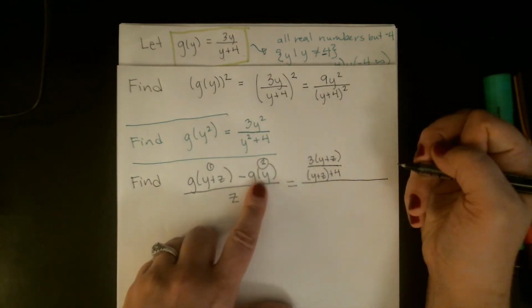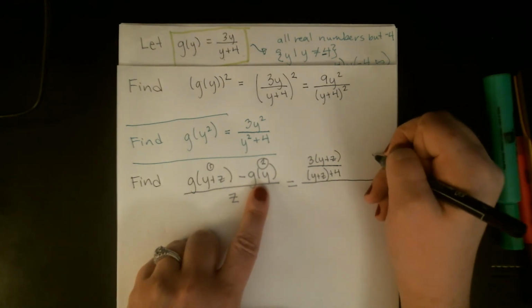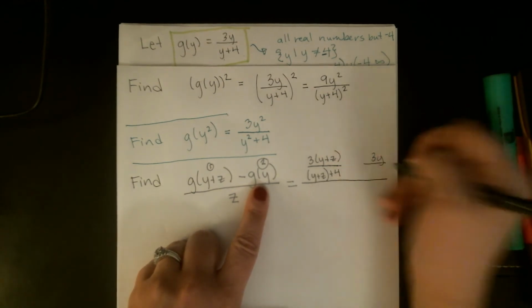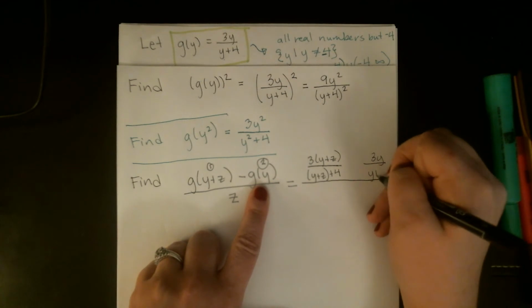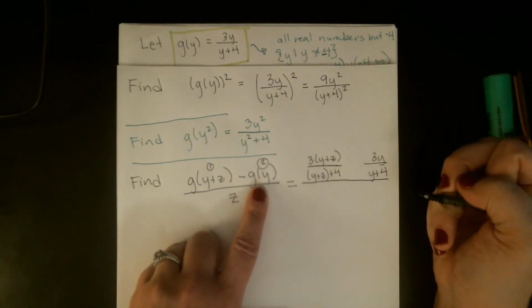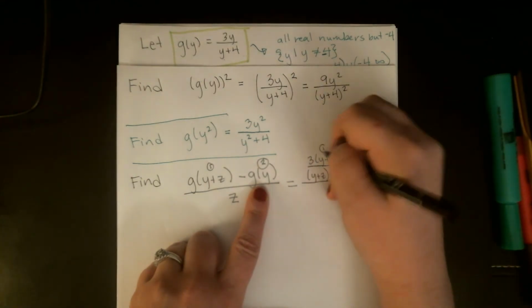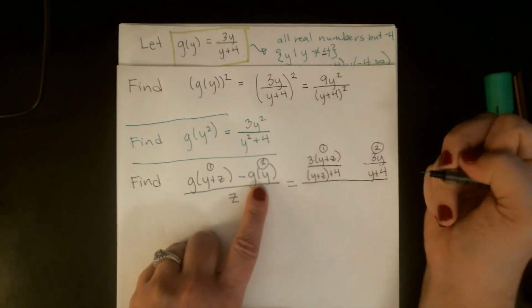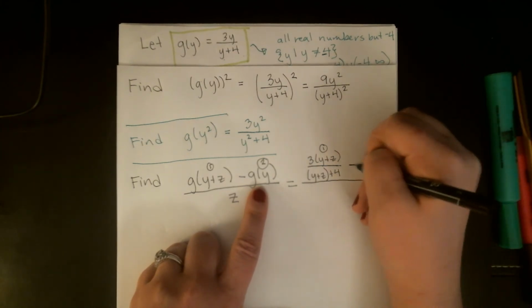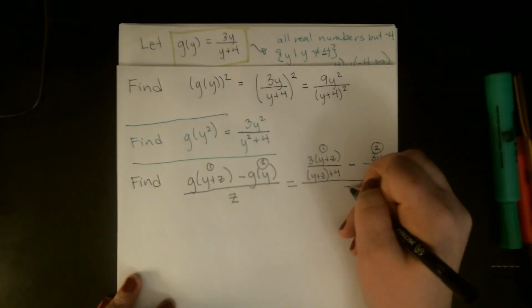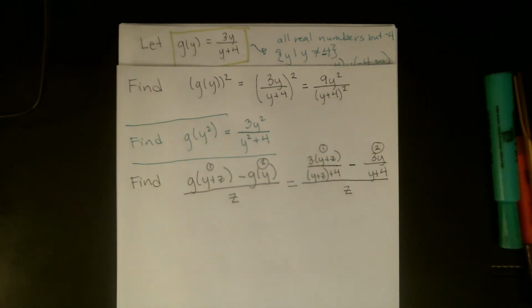We are also supposed to plug in a plain old y, and that's a nice easy one. The function clearly tells us that if we just plug in y, we get 3y over y plus 4. So this is the first piece, this is the second piece. We are supposed to find the difference between those two outputs and then divide it by z.